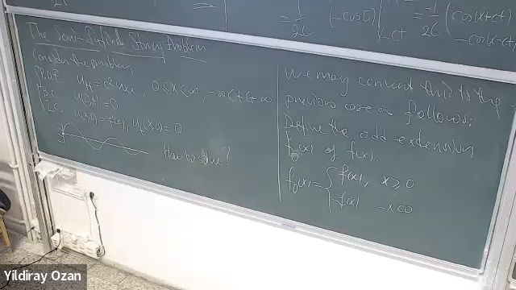Now we know the solution. From the differential equation, u_tt equals c squared u_xx, we know that u(x,t) is this, right? We have some function of x minus ct plus another function. Right? We know this. Now let's plug these values in and see what we get.